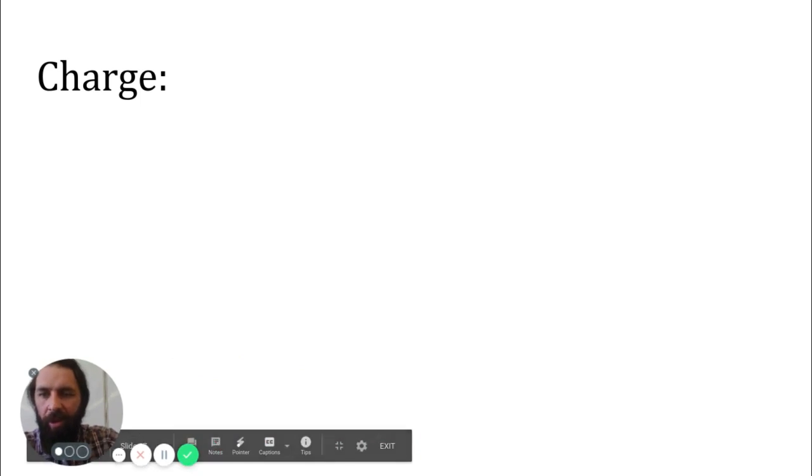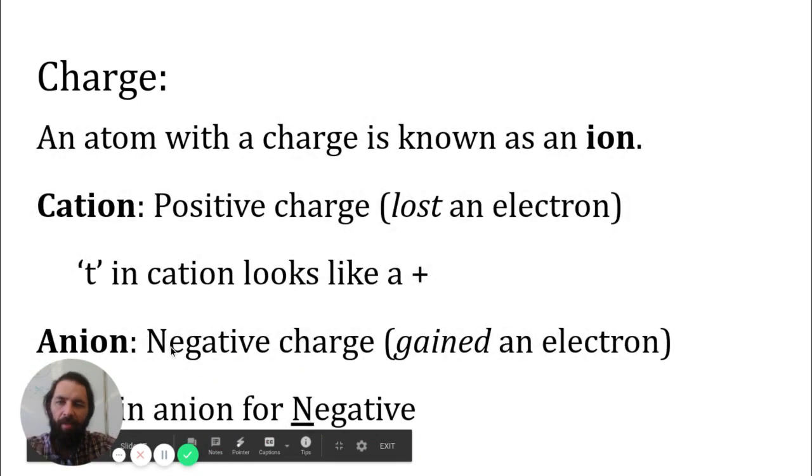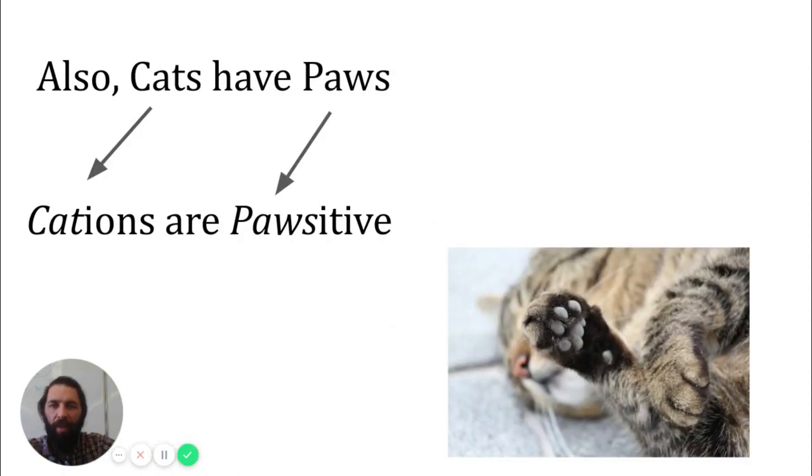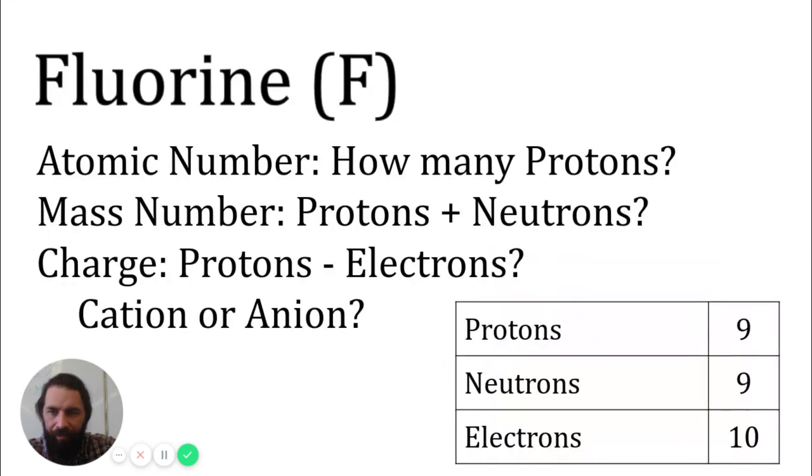So we talked about charges and anions and cations. So I have another dumb joke for you. So cats have paws, and cations are positive. I know that's stupid, but maybe it'll help you remember, right? So cations are positive. Okay, so let's look at this one here.